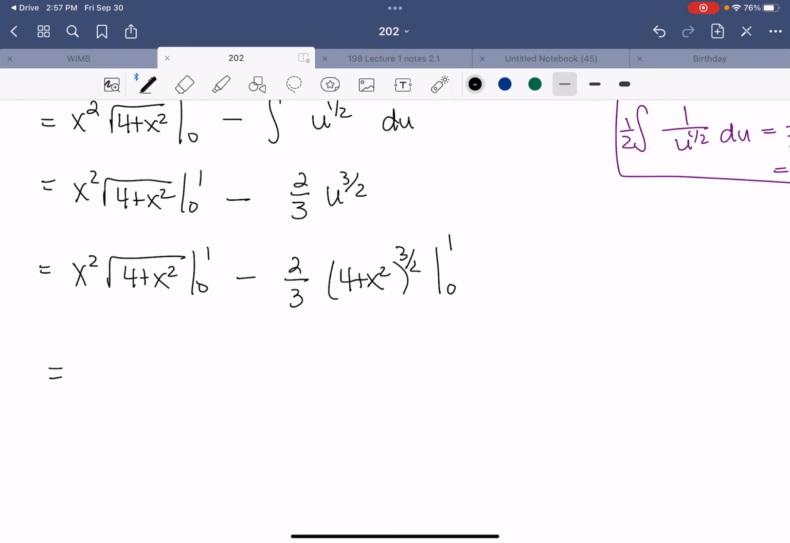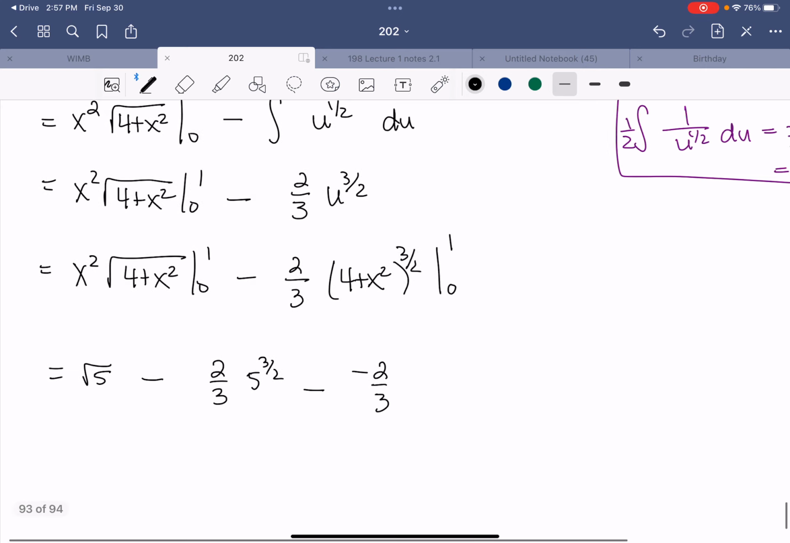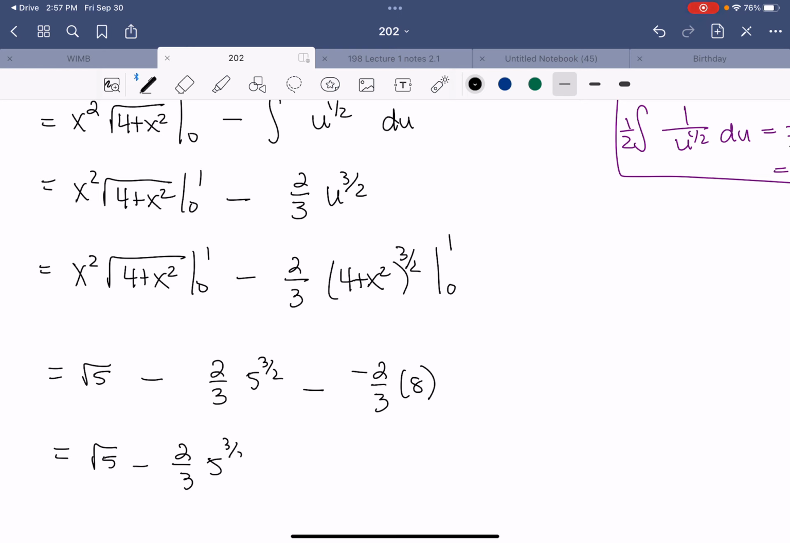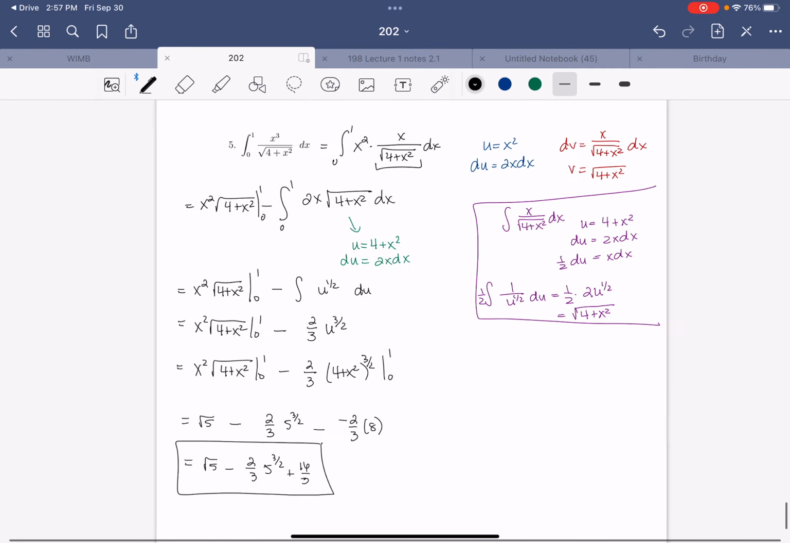And let's see, when we plug in 1, we get 1 times the square root of 5. When you plug in 0, you get 0 because the x squared is 0. Minus, when you plug in 1 here, you get 2/3 times 5 to the 3/2. And when you plug in 0, so minus a negative 2/3, you get the square root of 4, which is 2. 2 cubed is 8. So this is the square root of 5 minus 2/3 times 5 to the 3/2 plus 16 over 3, which is a pretty ugly answer, but that is what we get.